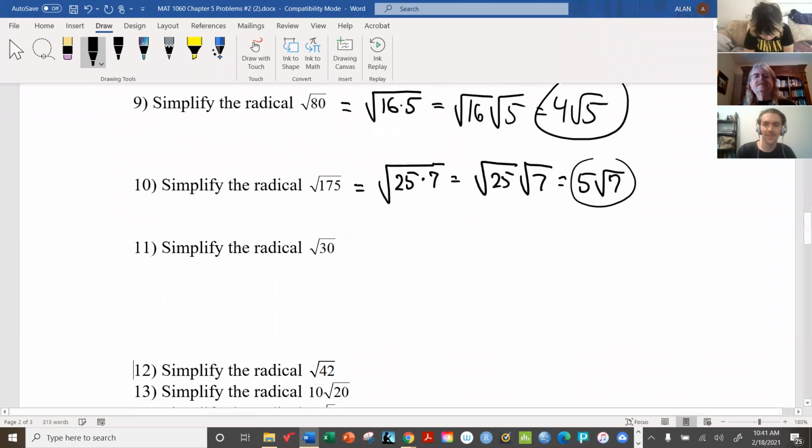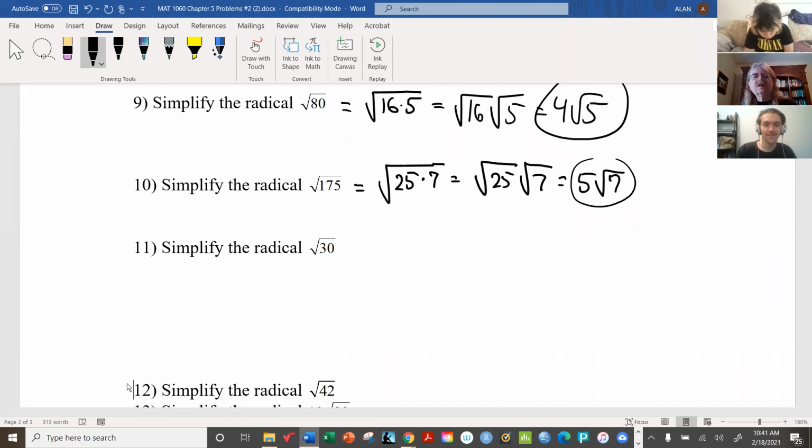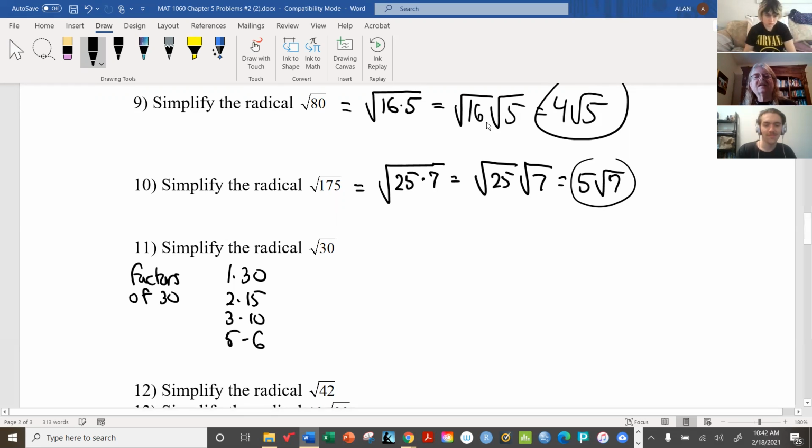Now 30, let's take a closer look at 30. What are the factors of 30? Oh, this one doesn't look promising, does it? Yes, those are the factors, but are any of those perfect squares? No. Oh, we left one out, 5 and 6. No. How discouraging. How depressing.